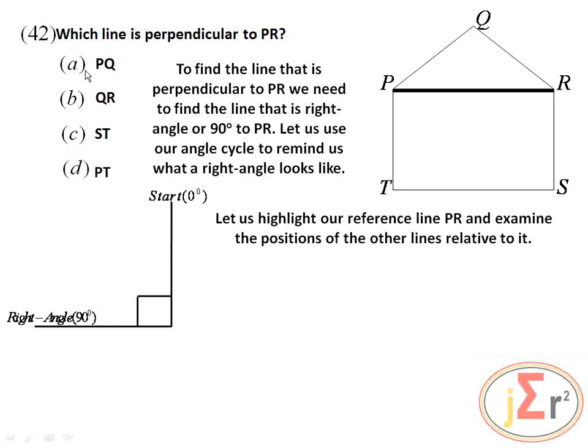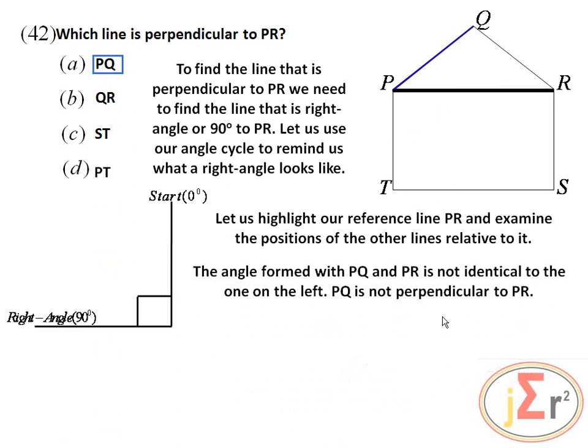So we are asking the question, is PQ perpendicular? Let us show PQ right there. Does this angle seem to be the same as this one in size? I don't think so. Therefore, the angle formed with PQ and PR is not identical to the one on the left. PQ is not perpendicular to PR. And because it's not perpendicular, it's not the correct answer. What about the other one?